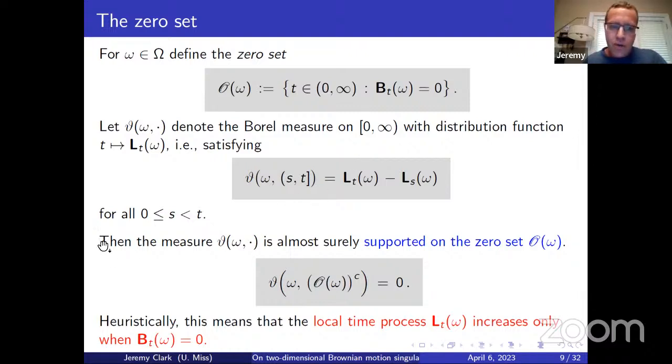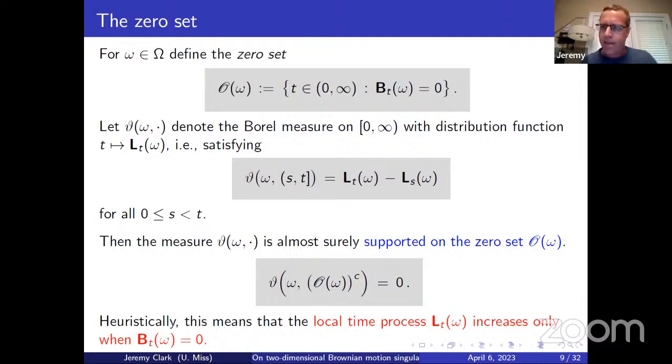Here's a theorem: the measure is almost surely supported on the zero set, in other words, the set of times at which the Brownian motion visits 0. What does this mean? That the local time process only increases when the Brownian motion hits 0. If you've taken a real analysis class recently, you can think of this as similar to, say, a Cantor set and the Cantor function.